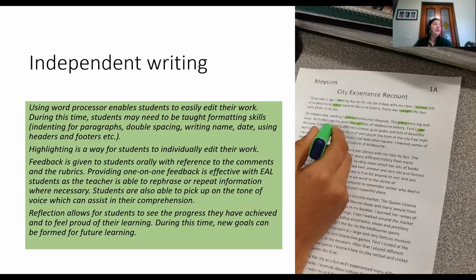And then after all that, with feedback and reflections, we saw that the reflection was really powerful here, because then that gave the opportunity to see the progress by achieving their goals and by being successful in their writing. And they felt so proud because they were able to do that. And then we were setting new goals as well for future learning with the students.